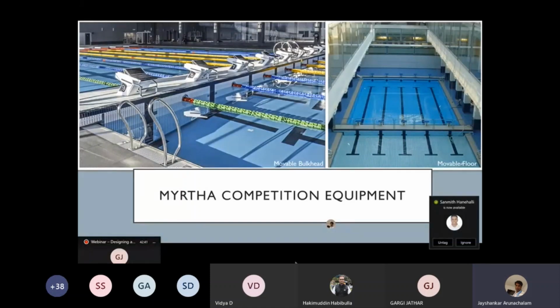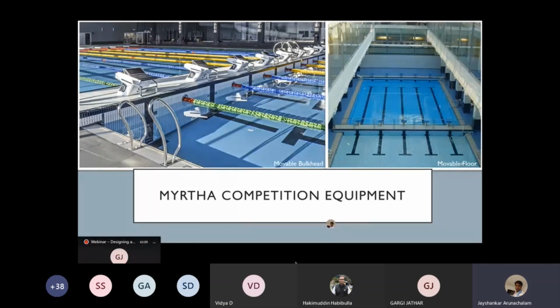The left one is a movable bulkhead, which helps you create a split in the pool. It creates a vertical barricade and also acts like a movable deck when it comes into the pool. You can also see a starting block being placed. In one of the projects we are going to discuss, you could see how this is used. In one project, this barricade also takes care of thermal insulation. So that's the vertical barricade called the movable bulkhead.